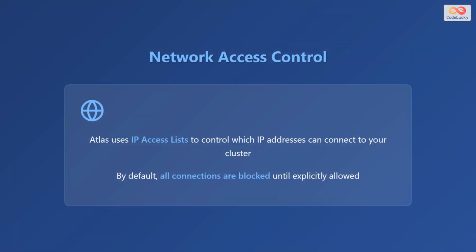Atlas uses Internet Protocol access lists to control which Internet Protocol addresses can connect to your cluster. By default, all connections are blocked until explicitly allowed. This means that unless you specifically authorize an Internet Protocol address, it won't be able to access your database.